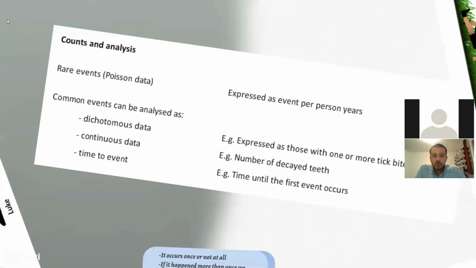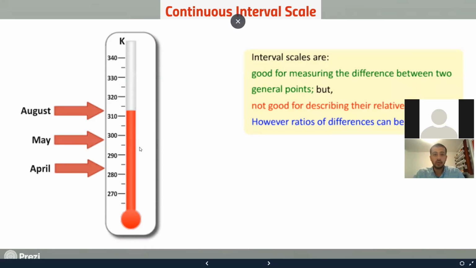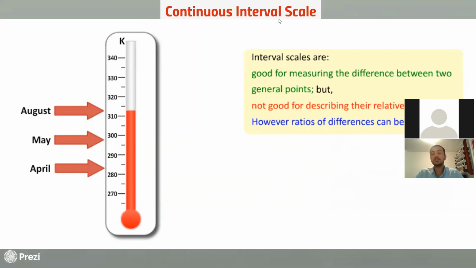We will move on. Now we have continuous data. What is the meaning of continuous? I can have decimals and I can have fractions. How can it be like this? For example, the degree of temperature. I can have 30.2. I can have 27.3. This is continuous, but there is something here. It's continuous, but interval scale.